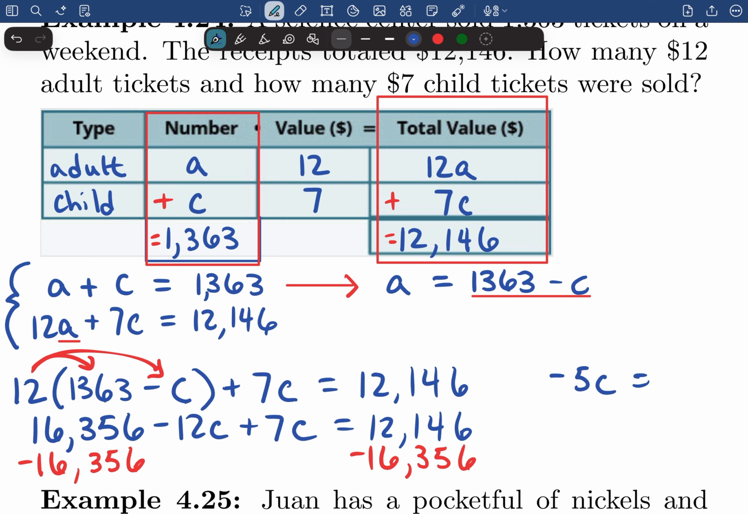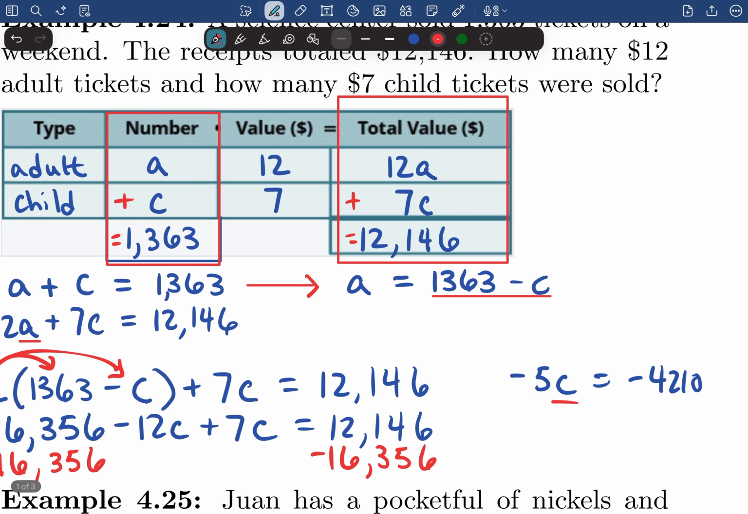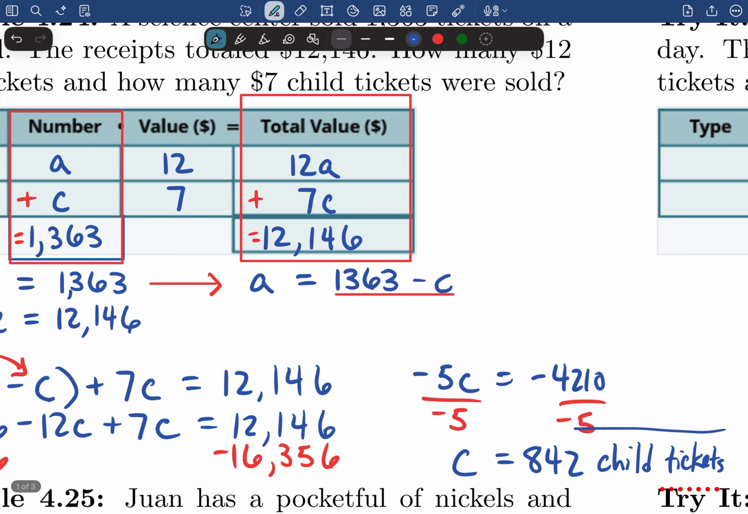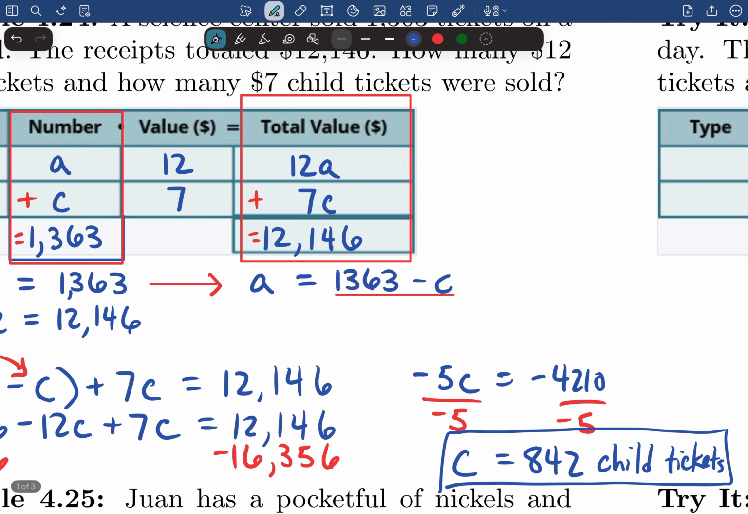And that equals 12,146 minus 16,356. Well, that brings me to negative 4,210. I'll now divide by negative 5 and come to the conclusion that C equals 842. So I've just discovered that there are 842 child tickets. Okay, so I've solved for one of the variables. That makes me feel very good.